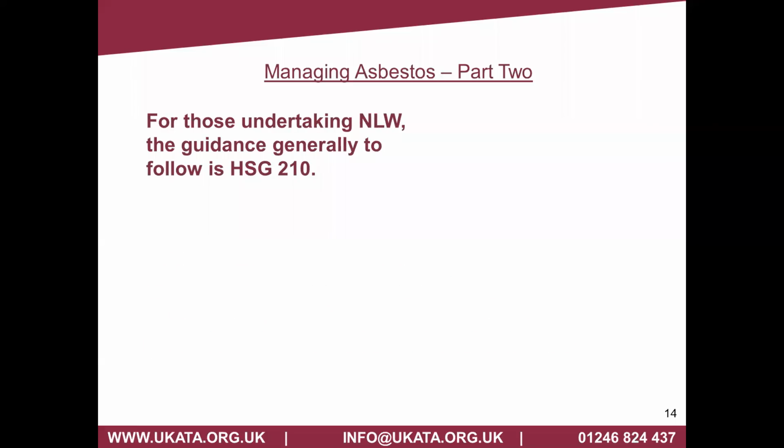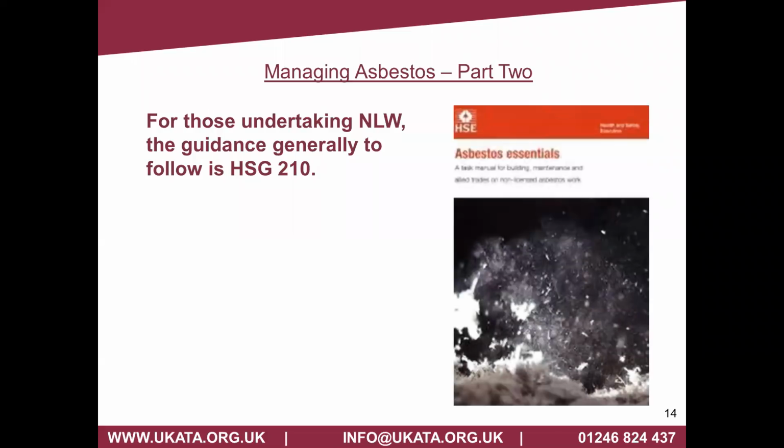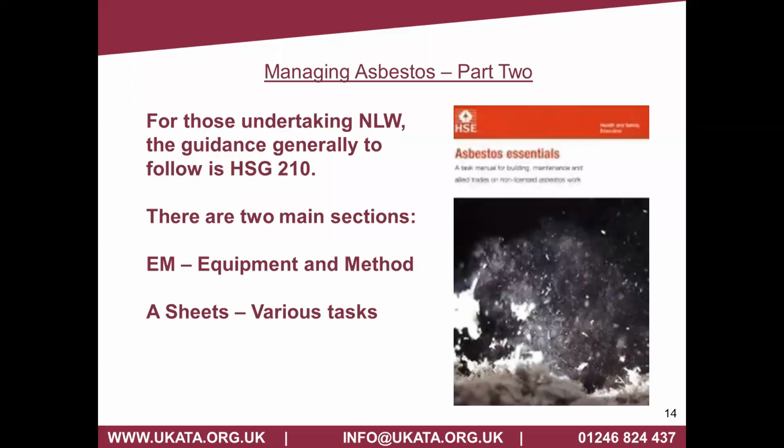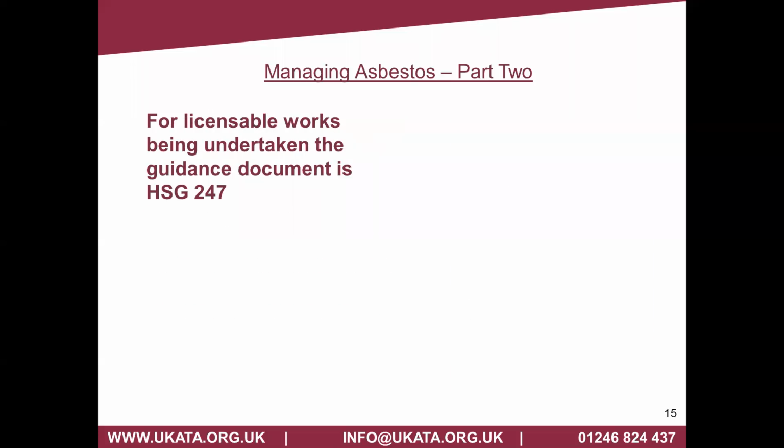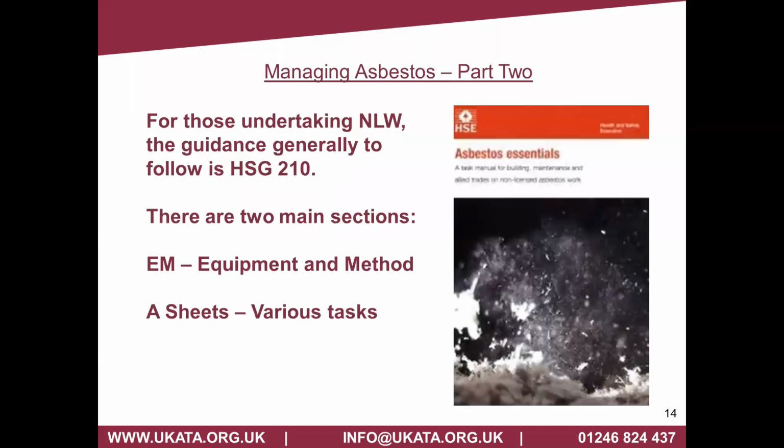Now, for those undertaking non-licensed works, there is a guidance document. There's a picture there on the screen of the guidance document. It's called HSG 210, which is the Asbestos Essentials Task Manual. It's broken down into 2 sections. The first section is the EMs, which look at the equipment and method guidance. That would look at RPE, PPE, and quite a lot of the generics: vacuum cleaners, wetting, decontamination, waste, etc. And then there are 38 different tasks within those sheets, covering tasks such as drilling holes, removal of floor tiles, removal of roof sheets. Common ones are A23 floor tiles and A14 roof sheets.